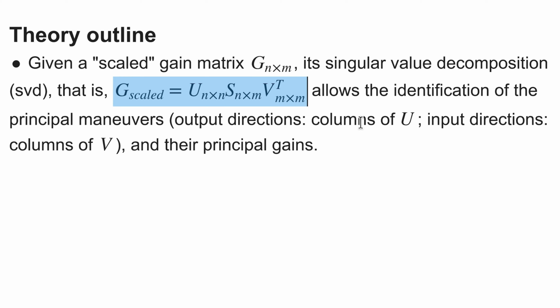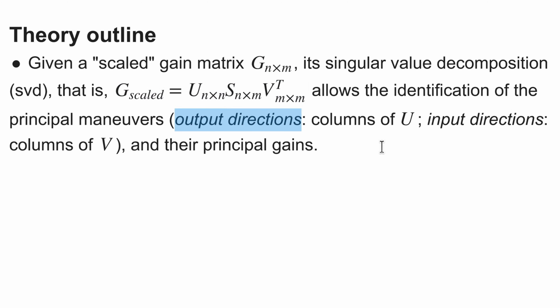Once we have that, we can identify the so-called output directions as the columns of U, the input directions as the columns of V, and the principal gains in the diagonal of S. U and V are orthogonal matrices. Their inverse is equal to their transpose.